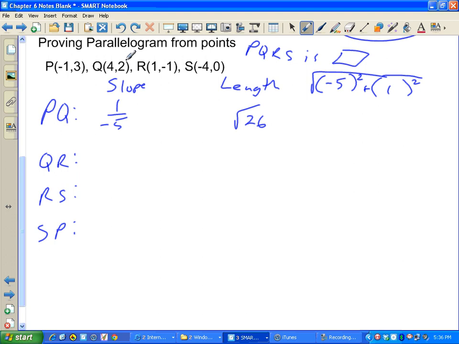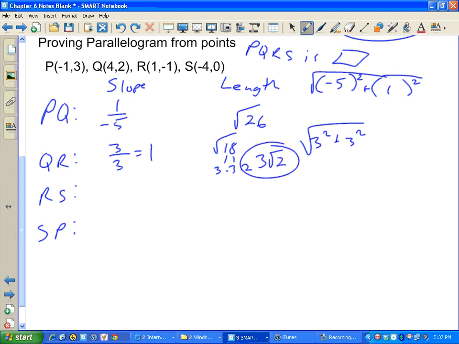Let's look at QR, the slope. I'm going to take 2 minus negative 1, which is 3, and 4 minus 1, which is also 3. So I get a slope of 1. Now the distance. If you notice, I'm going to get these same numbers because I'm subtracting in both cases. So I'm going to take 3 squared plus 3 squared, square root it. That's 9 plus 9, which is 18. So I get the square root of 18, which is 3 times 3 times 2, so I get 3 square root of 2. That's the length.